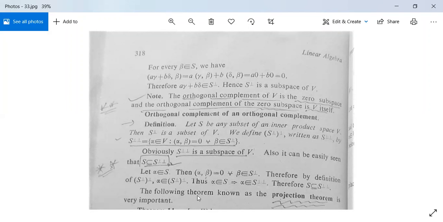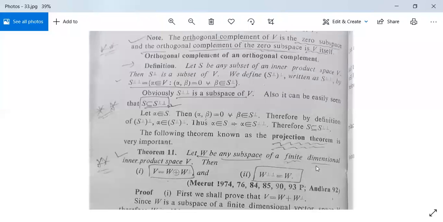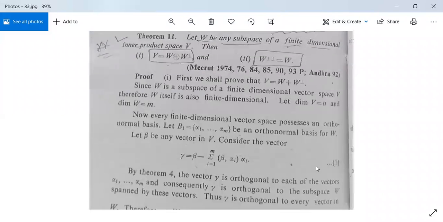The following theorem known as projection theorem is very important. देखो ये orthogonal complement का definition और orthogonal complement ये कभी भी पूछ देता है, तो इसको तुम लोग को अच्छे से तैयार कर लेना है.